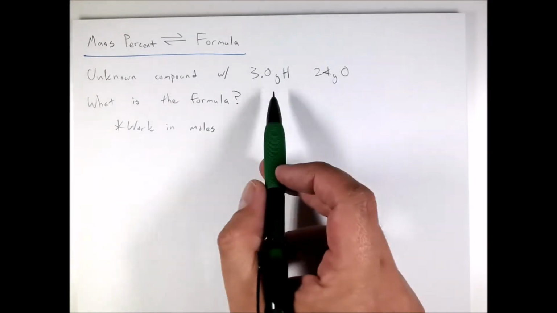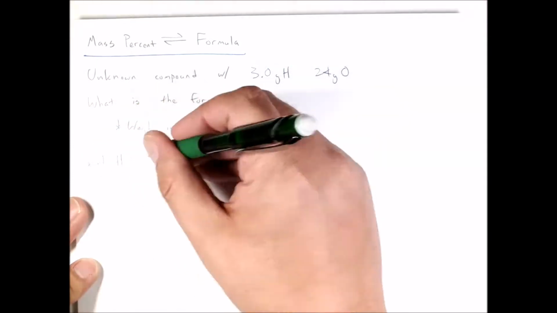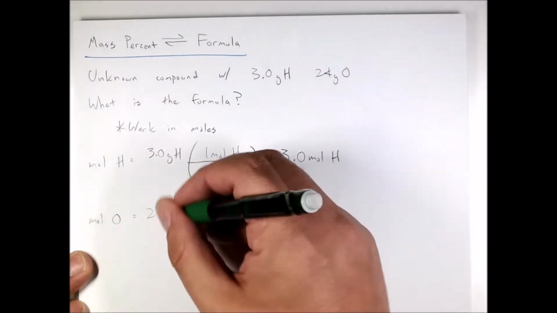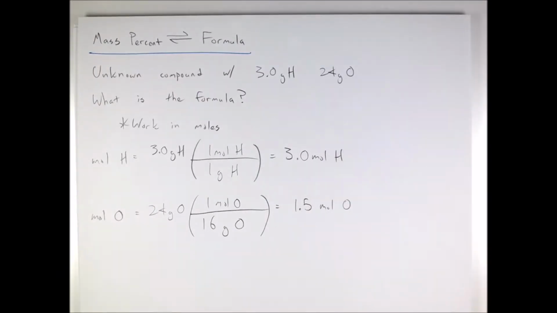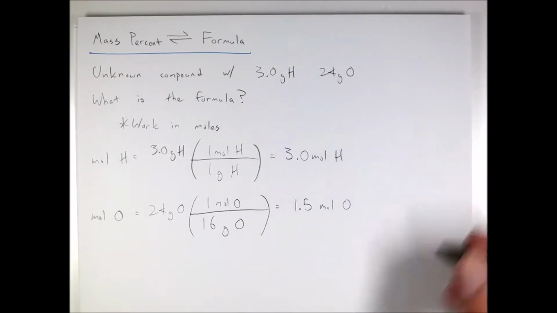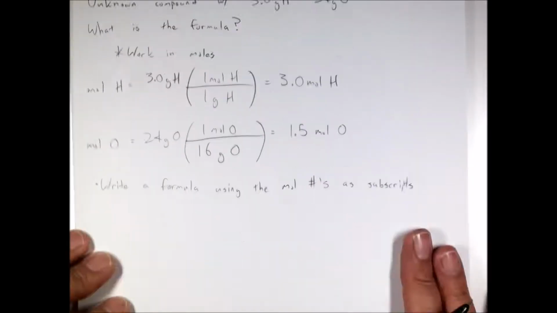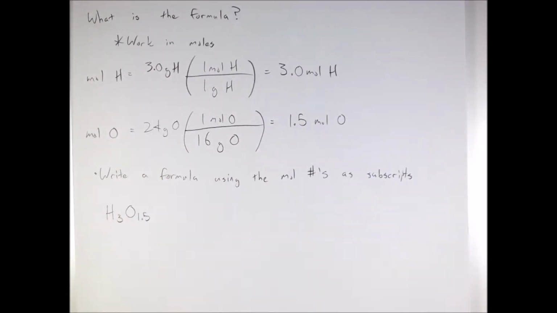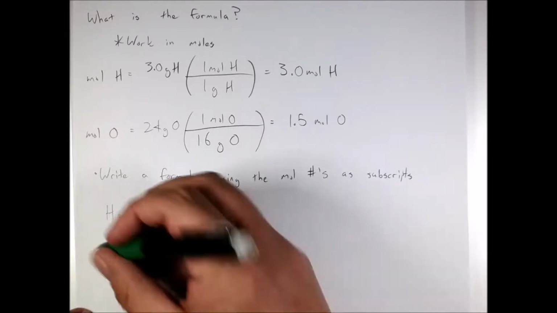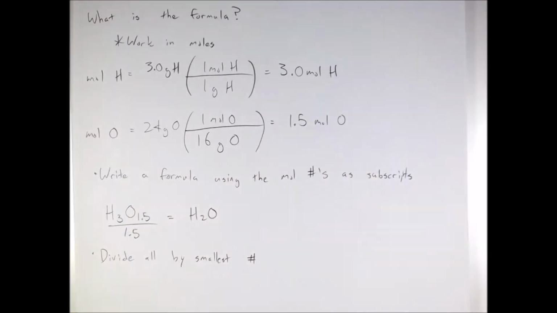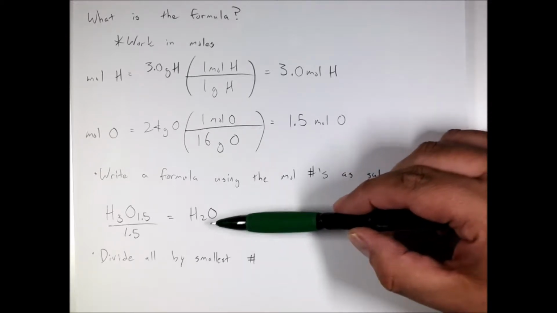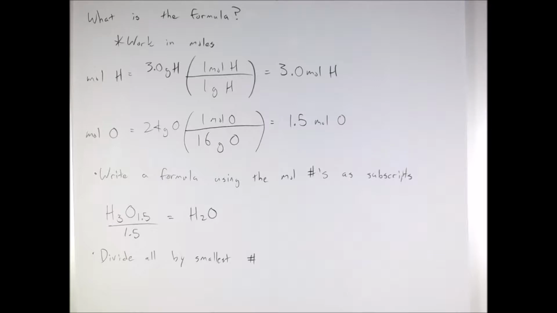So what I need to do is convert each of these to moles. After you have every single element in moles, you then want to write a formula using these numbers as subscripts. Now what we do is we divide through by the smallest mole number. So keep in mind that you have to stay in whole numbers here. So whenever you get a final formula, you have to have whole numbers there. You cannot use fractions or decimals for your subscripts.